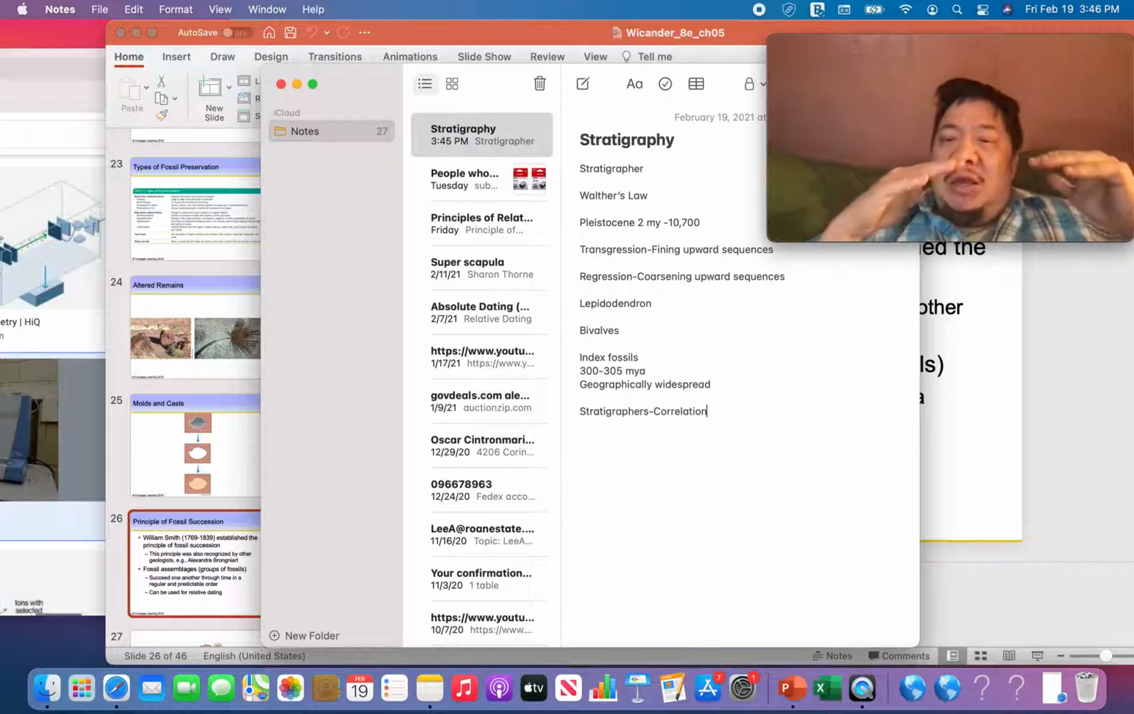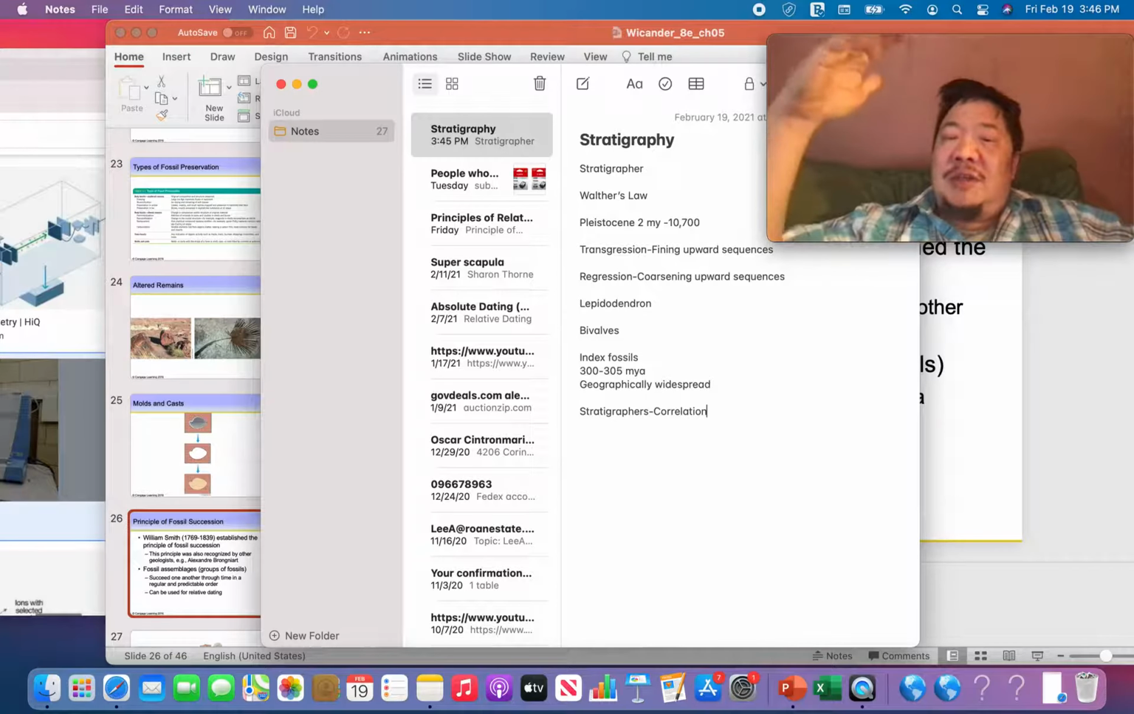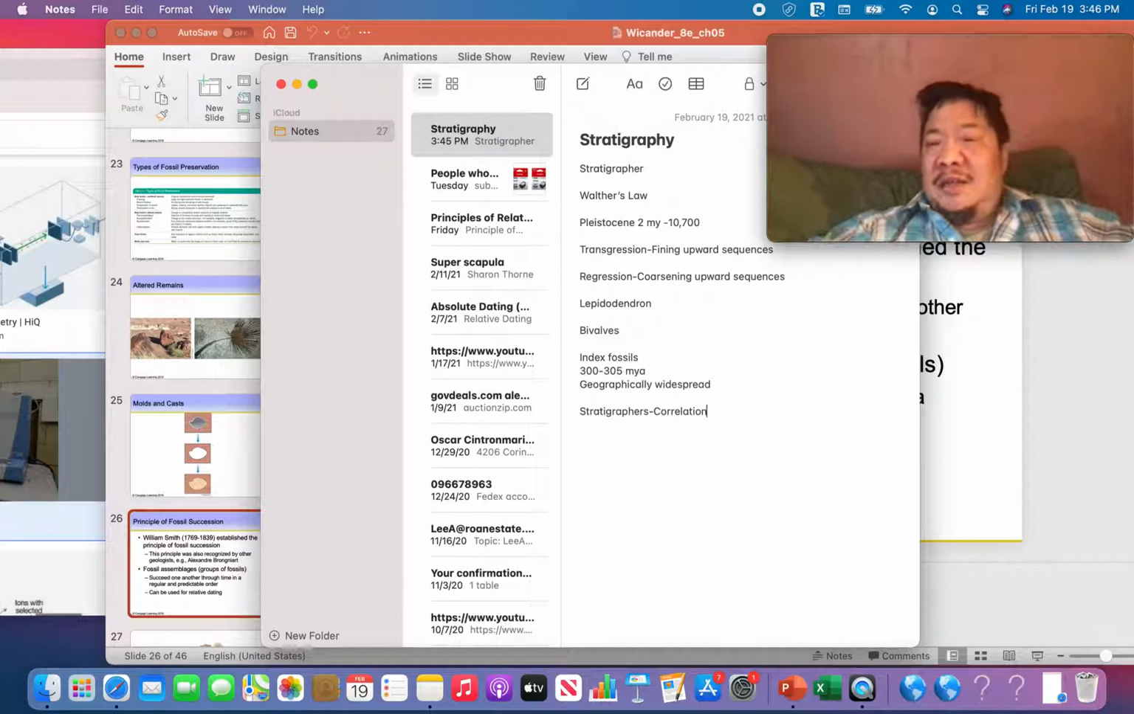Then we see how things change, how environmental conditions change by looking at the sedimentary rocks, using the principle of superposition, going to younger and older rocks, and then we know what happened at a particular location over time, such as Tennessee or New Hampshire or wherever you want to go.